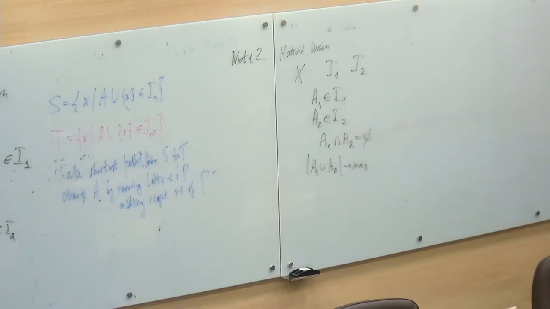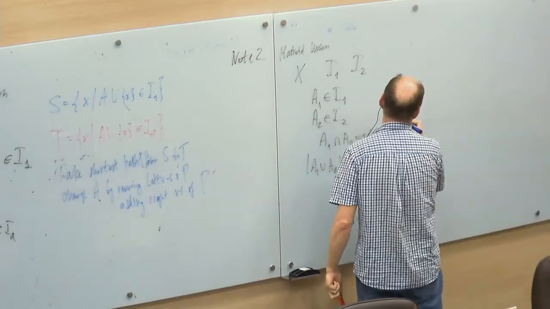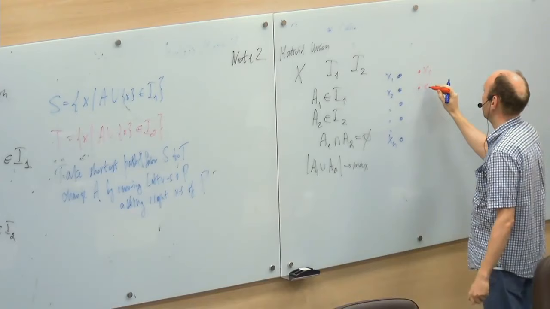This problem can be reduced to matroid intersection in the following way. Let's have two copies of each element in our set X. One blue one: X1, X2, up to Xn blue. And one red: X1, X2, up to Xn red.